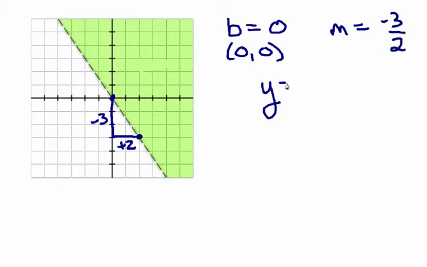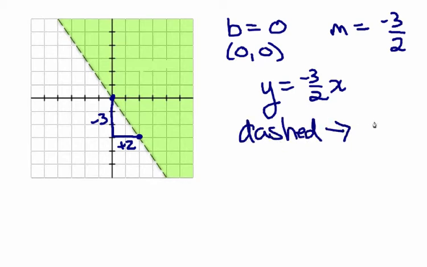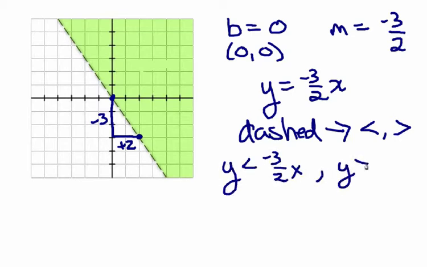Our boundary line then is y equals negative 3 halves x plus 0, which I don't need to write. And our boundary line is not included because it's a dashed line on the graph. So we're either dealing with less than or greater than. So it's either y is less than negative 3 halves x or y is greater than negative 3 halves x. You've probably noticed that if it's shaded above, it's going to be greater than. If it's shaded below, it's going to be less than.